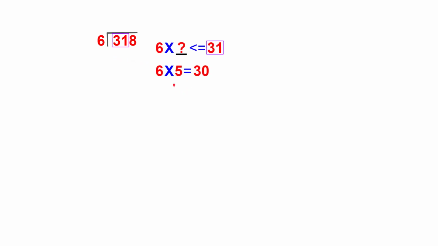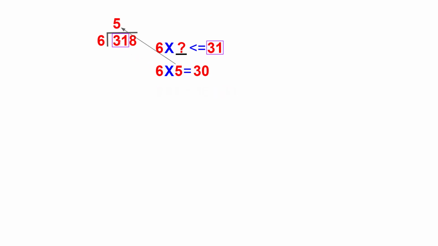So 6 times 5 is 30, which is good. Maybe it's our candidate, maybe not. Let's see. 6 times 6 will increase the 5 by 1. That's 36. That's greater than 31. It's not good. We need 31 or almost 31. So take away this one and we'll use 6 times 5. That means 5 is our number.